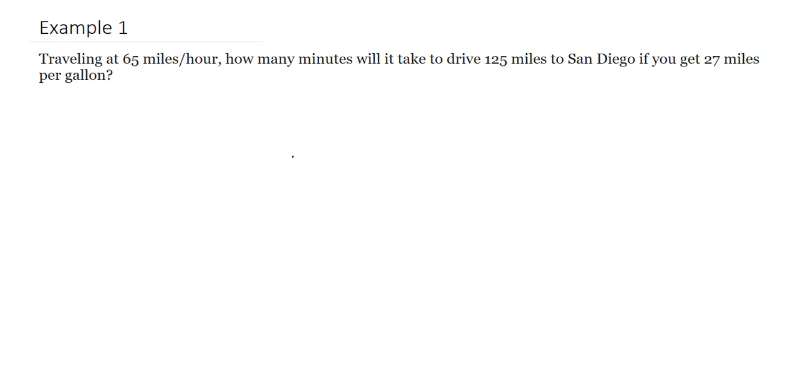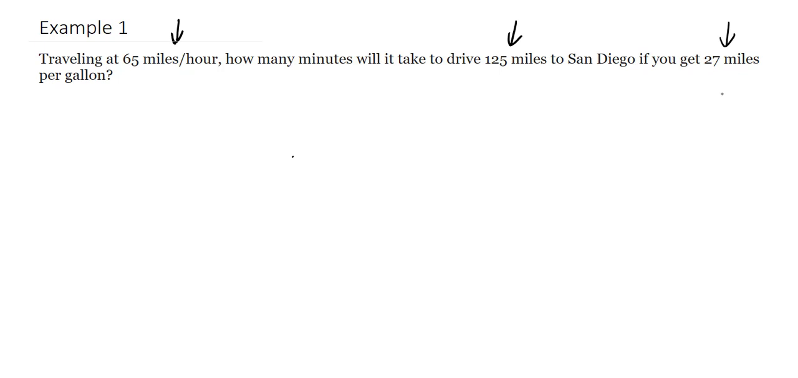Example 1, traveling at 65 miles per hour, how many minutes will it take to drive 125 miles to San Diego if you get 27 miles per gallon? So let's go ahead and begin this problem. So let's look at the information. We know we are traveling 65 miles per hour. We have 125 miles until we get to our destination. And we're going to get 27 miles per gallon.